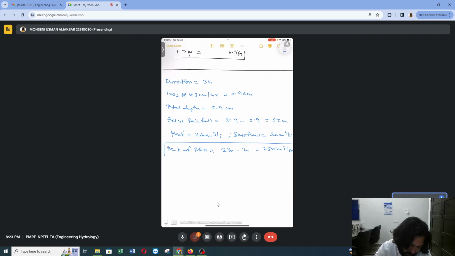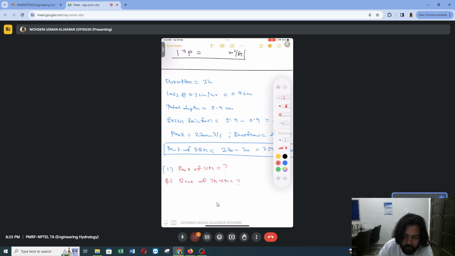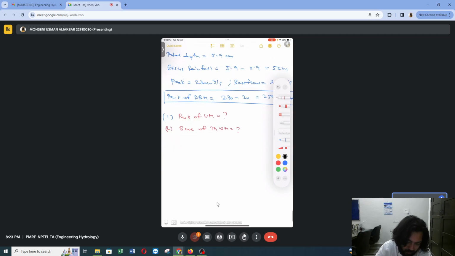Now in the question they are asking us to find the peak of 3-hour unit hydrograph, right? So the first thing that they have asked is to calculate the peak of the unit hydrograph. And the second thing that they have asked is to find the base of the 3-hour unit hydrograph. So these are the two unknowns that they have asked us to calculate. So how can we do that? We know this relation.